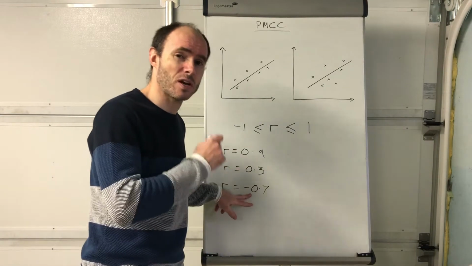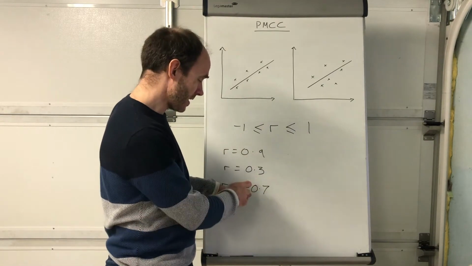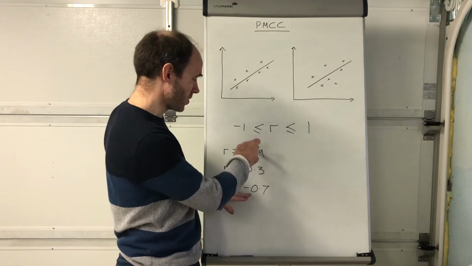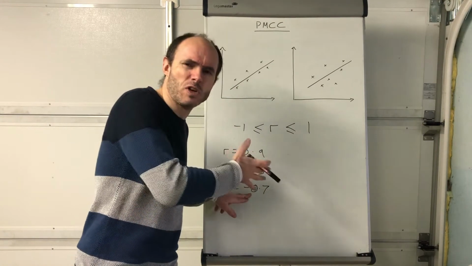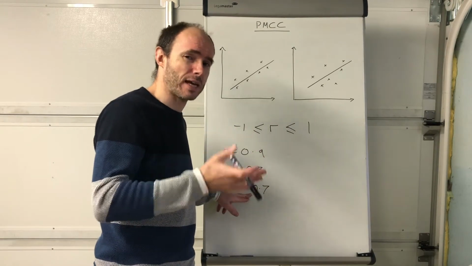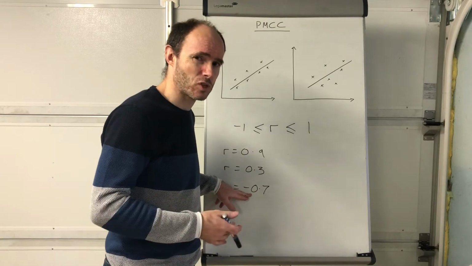That one there is closer to -1, and it's negative, but because it's -0.7, it's not as strong as that. So it's a reasonably strong, possibly even a moderately strong negative correlation. So that's how we'd interpret them.